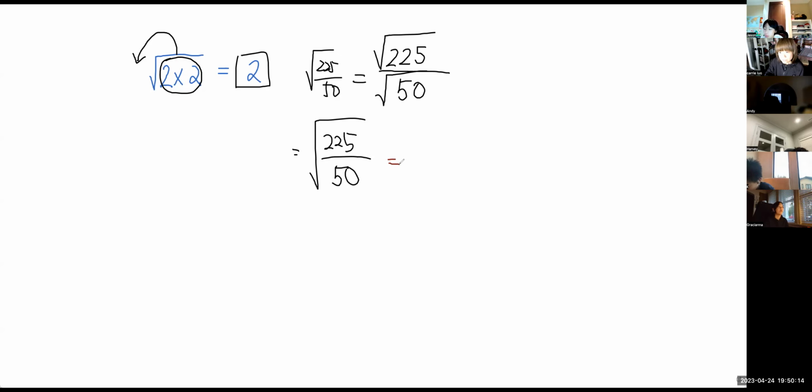Okay, so let's take a look at this one. 225 and 50, they're both divisible by 5, right? So I can divide by 5 first. So it's 45 over 10.